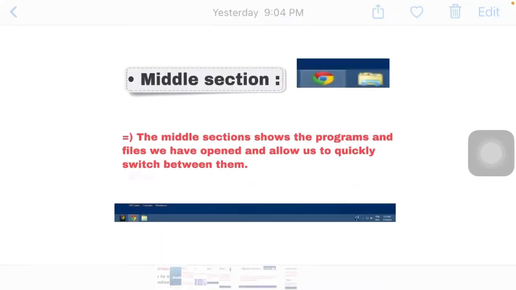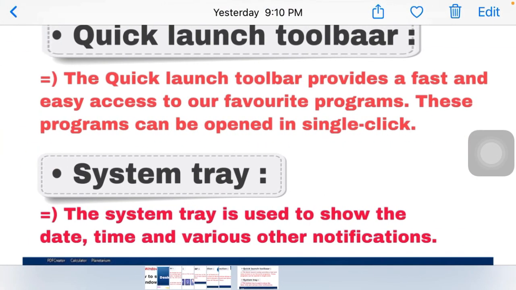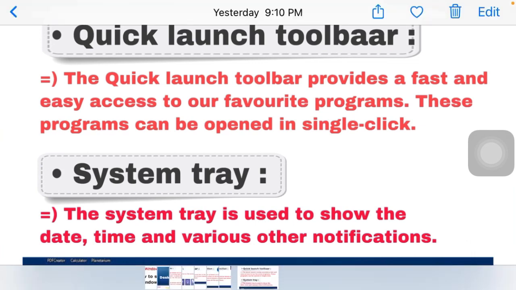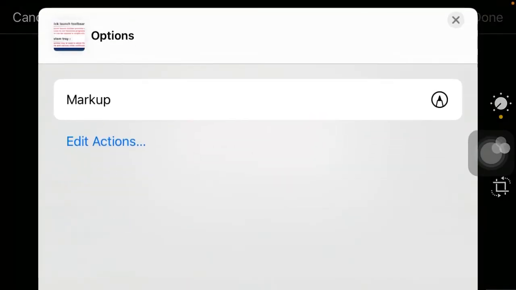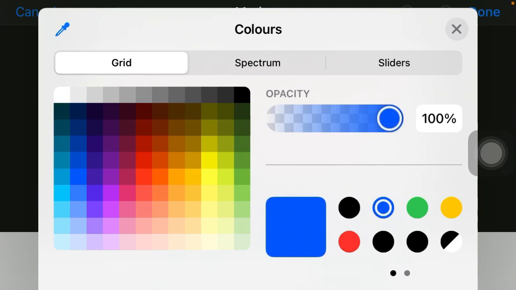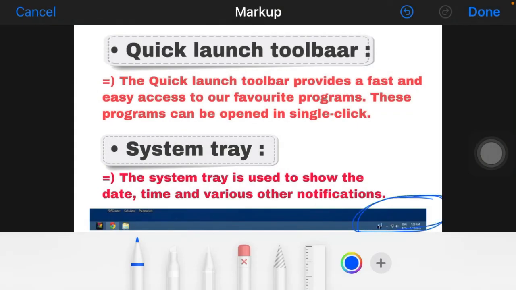After the middle section, we have the quick launch toolbar. The quick launch toolbar is mainly used for our favorite programs. I can show you this quick launch toolbar in our practical. Now what is the system tray? In the right corner there are some gadgets that show our time and date on the computer screen. You can see in this picture, the right corner shows the time and date. This time and date area is called the system tray.